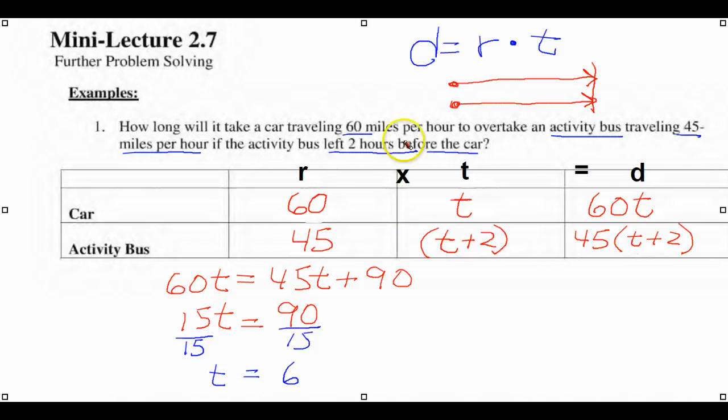So what are they asking? How long will it take the car to overtake the activity bus? Well, it would be 6 hours. How do we know? Well, we solved it through algebra.